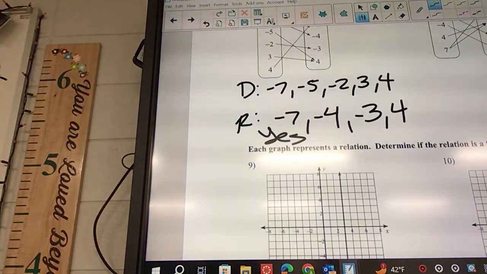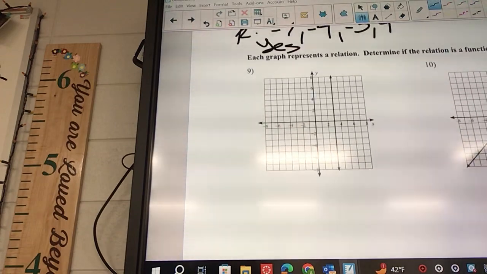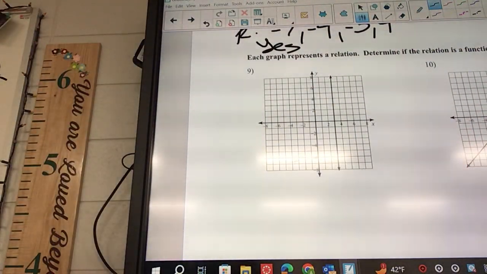Okay, for the graph, we look at it, and anything that is a closed shape or that's sideways is not going to be a function. So is number 9 a function? Yes. It is not. So that's the one tricky one.